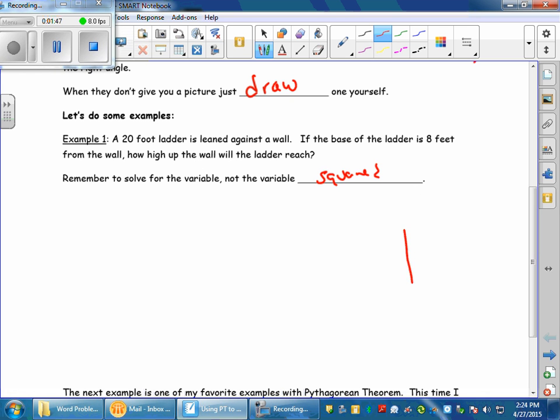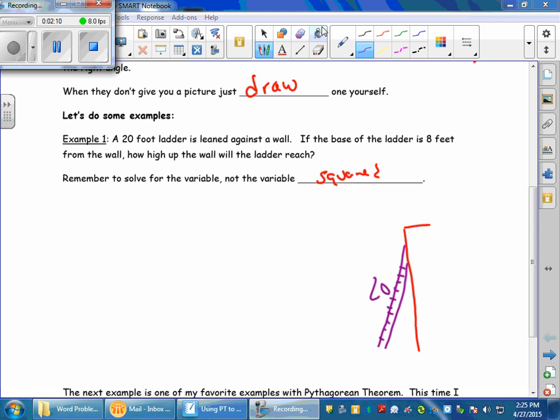So I'm going to draw my wall, the top of it even, and a 20-foot ladder is being leaned up against this wall. Here's 20 feet of ladder. 20 feet. It says if the base of the ladder is 8 feet from the wall, so that 8 feet from the wall tells us not how tall the wall is, but it tells us this distance right here. So hopefully by now you guys can see the right triangle in here.